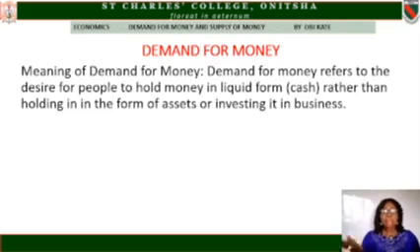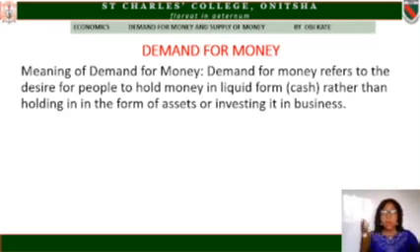Then, let us start the main work. What is the meaning of demand for money? Demand for money refers to the desire for people to hold money in liquid form, rather than holding it in form of assets or investing it in business.